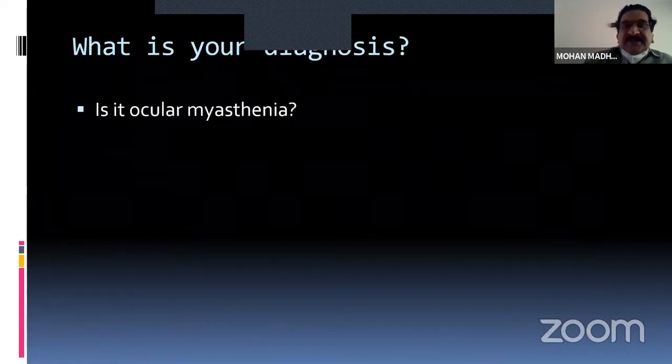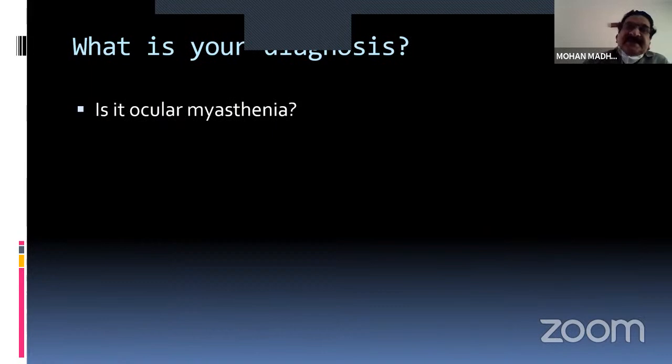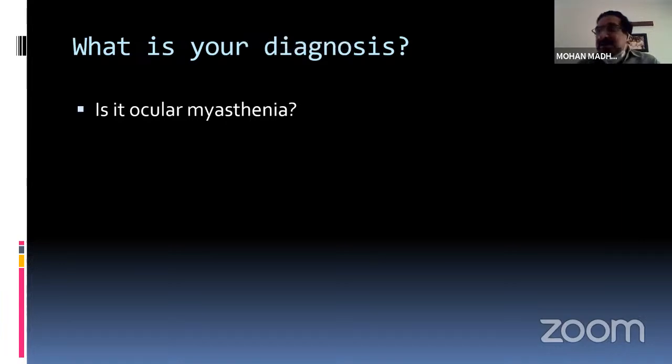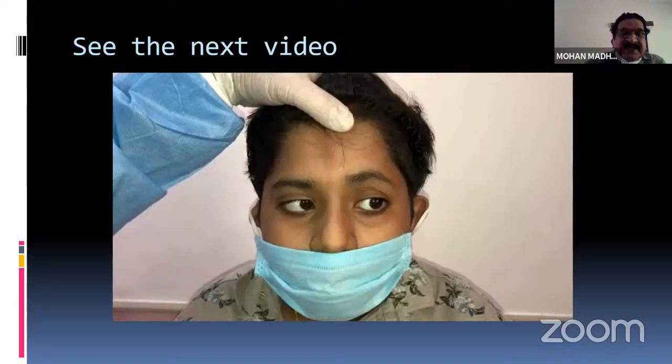Now, is it ocular? See the position of the eye. The left eye is slightly deviated inside after going on looking in that direction. Is it ocular myasthenia? The confusion comes, no? Whether it's ocular myasthenia or not. So let us see whether it's paralytic or concomitant. What test will you do?